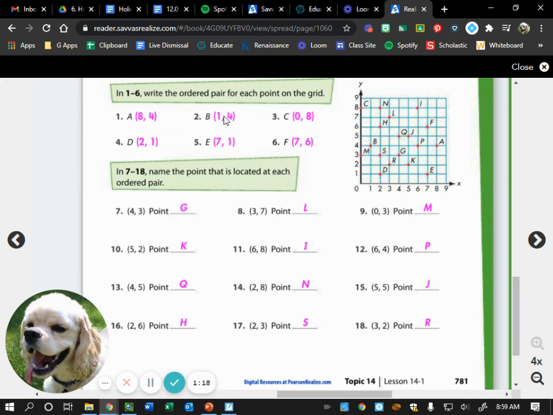So 1, 4. For C, Jackie, open up your workbook, would be 0, 8, because C is right here. Now, it lines up with the 0 on the x-axis and then the 8 on the y-axis. And finally, D is right here, so it lines up with the 2 on the x-axis, the 1 on the y-axis.